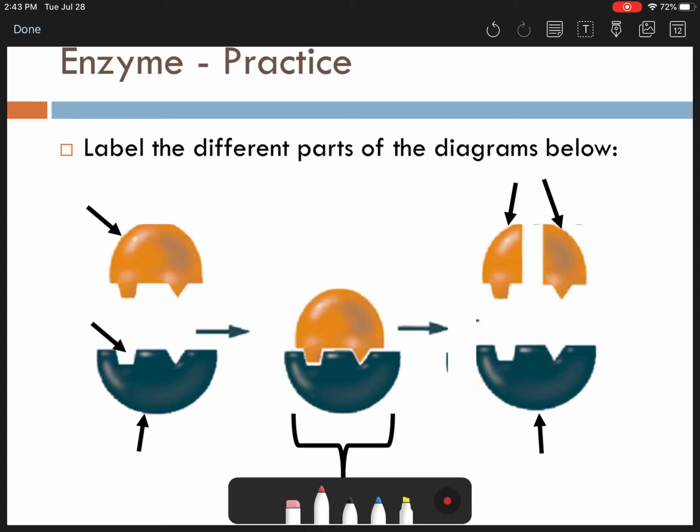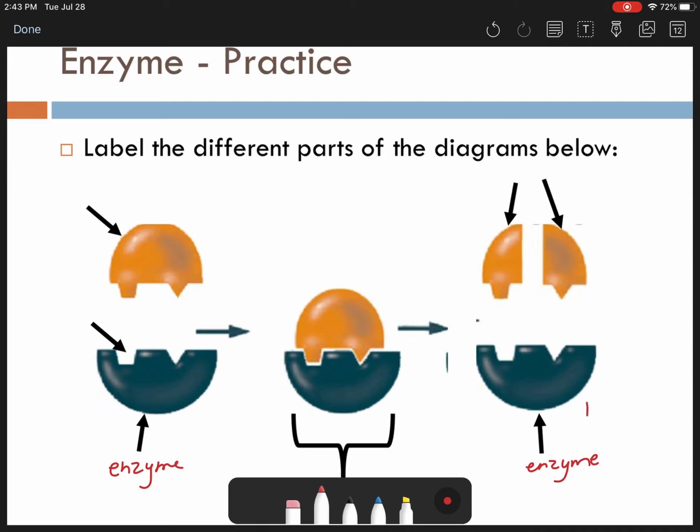What are these different parts of the diagram below? Okay, again, if you look here, the blue structure here, they all look the same. This is actually your enzyme. Okay, and here's the enzyme again.